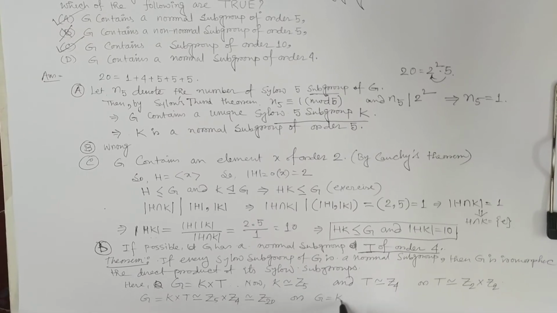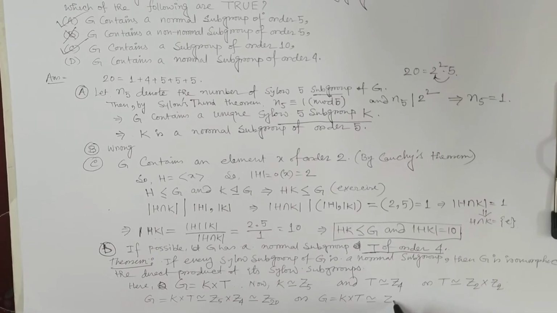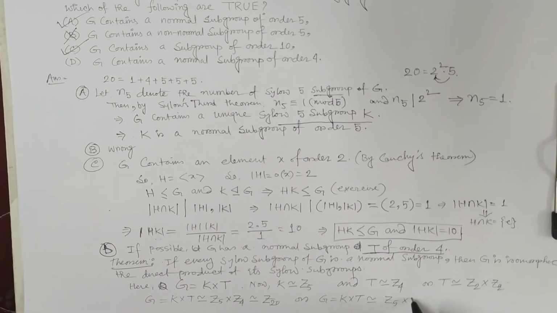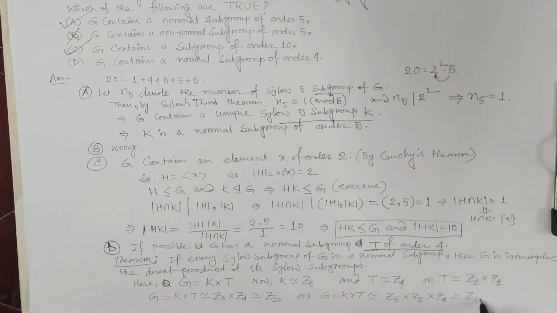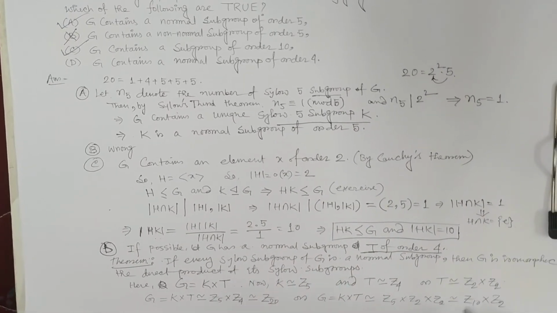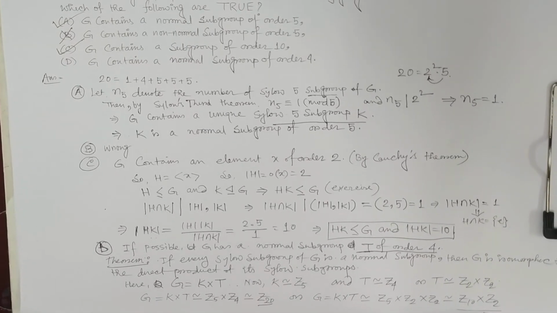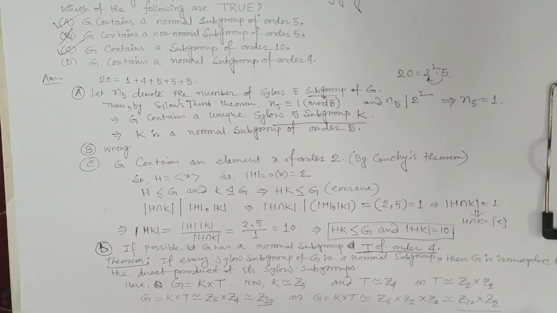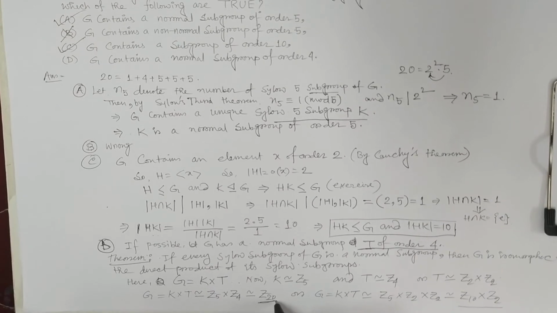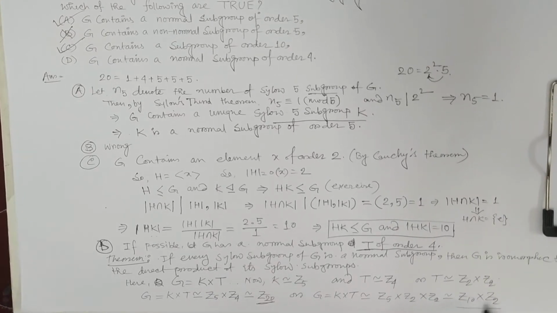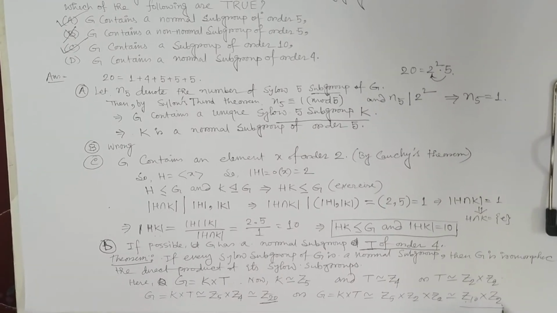G equals K cross T, which is isomorphic to Z5 direct sum Z2 direct sum Z2, and which is again isomorphic to Z10 direct sum Z2. So we have only two possibilities for G, and each of them is abelian. Here Z20 is obviously abelian, a cyclic group of order 20, and each of Z10 and Z2 is abelian.